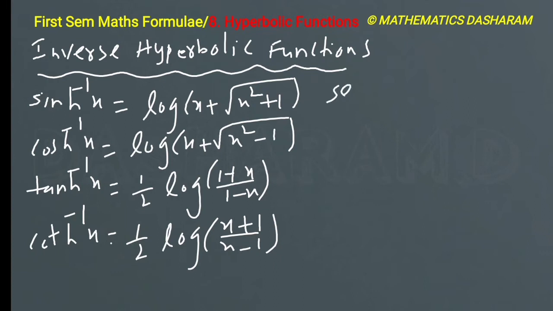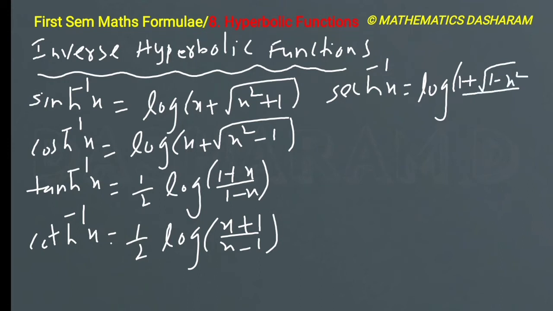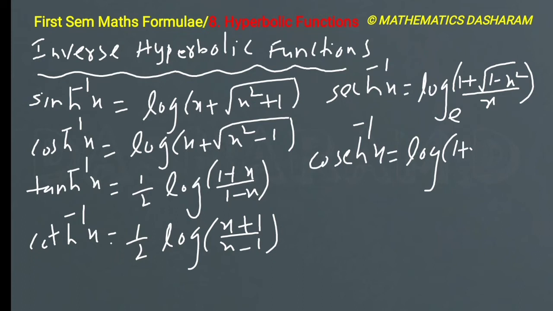Next, the fourth one is sech inverse x equals log of 1 plus under root 1 minus x square divided by x, with base e. Next, cosech inverse x equals log of 1 plus under root 1 plus x square divided by x, with base e. So logarithms with base e are called natural logarithms and the remaining are called common logarithms.